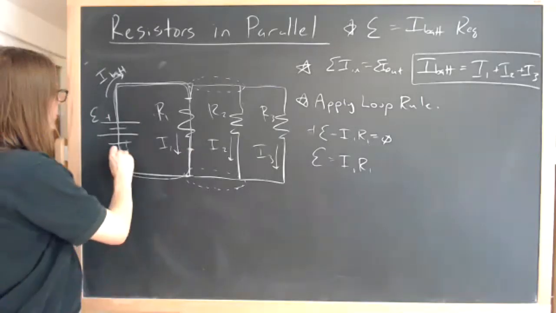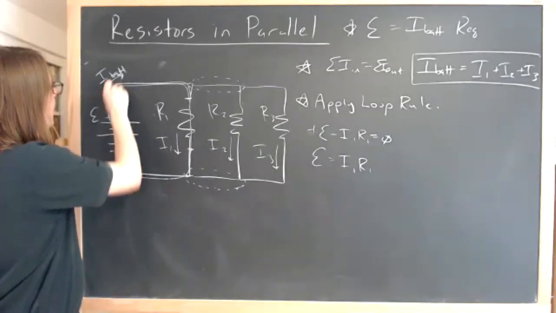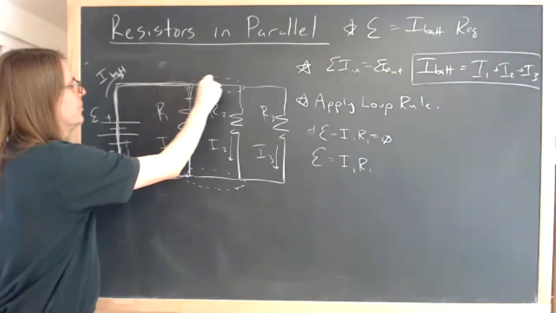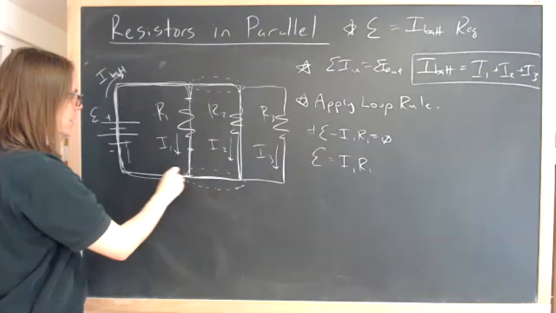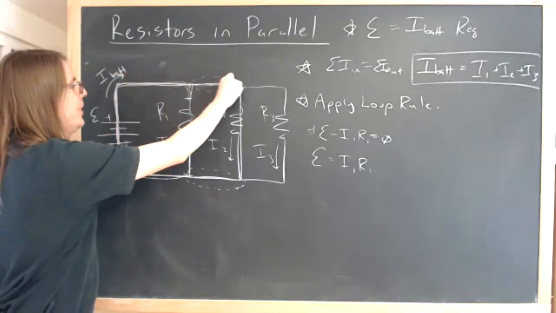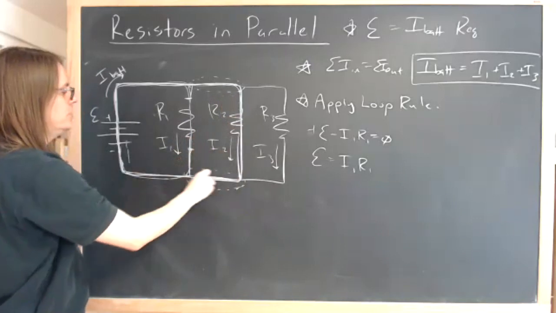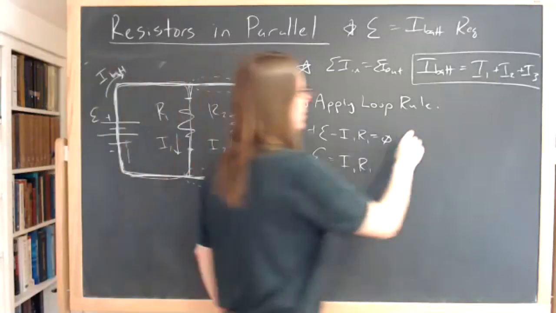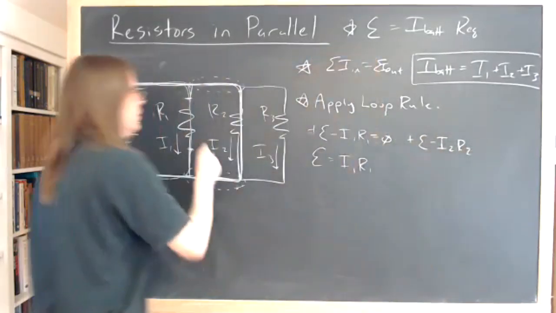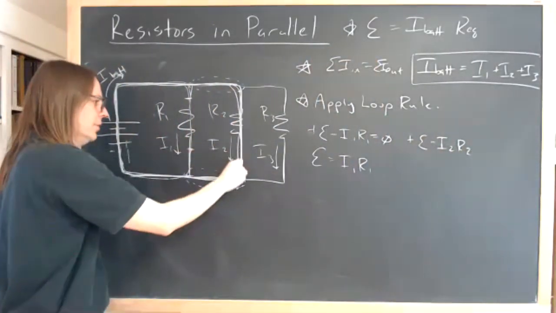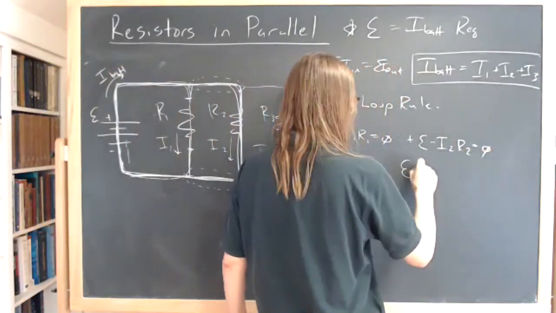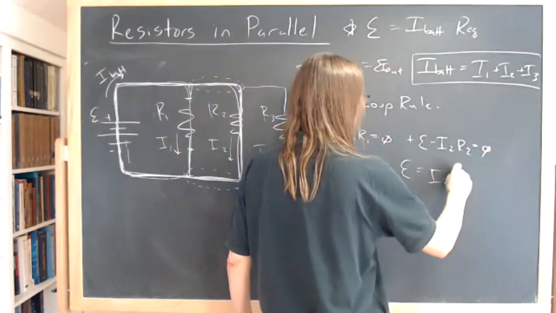So what other loop should we do? Probably want the battery in each one of them, and then just one current and resistor. So how about this loop? Now, R1 is inside that loop, but it's not part of the path. So that loop is just R2. So that is plus EMF minus I2 R2. Those have to be equal to zero. So similar thing, EMF equals I2 R2.